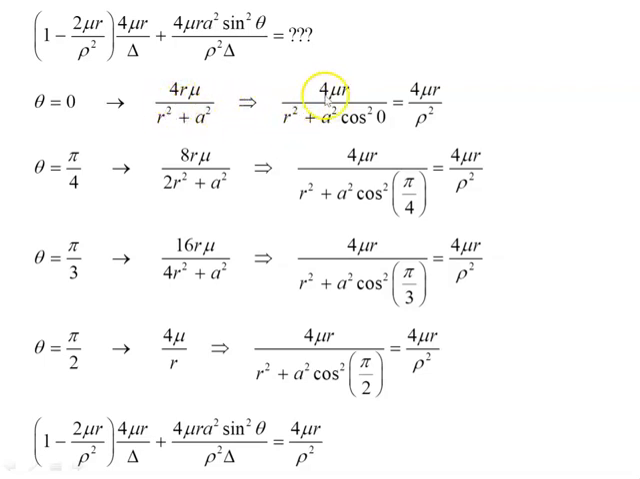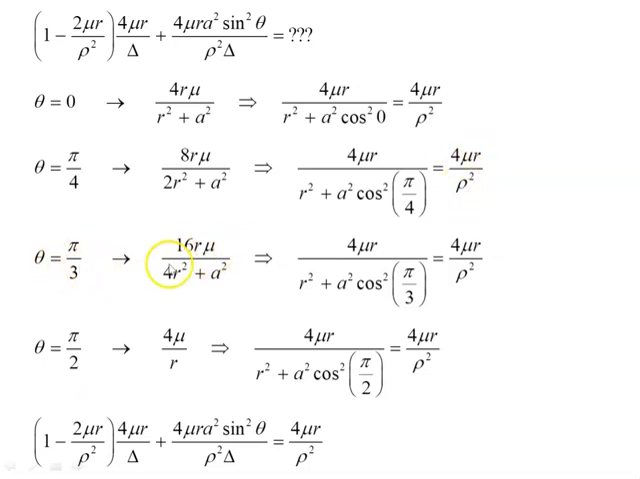Now I can build that back a little bit, which suggests that we have 4 mu r over r squared plus a squared cos squared 0, which is really just 4 mu r on rho squared. Okay, we've got to keep checking. We need a few values to be sure. So try theta is pi on 4. 8 r mu on this object here, which can be had from 4 mu r over r squared plus a squared cos squared of pi on 4. And again, that looks like 4 mu r on rho squared.